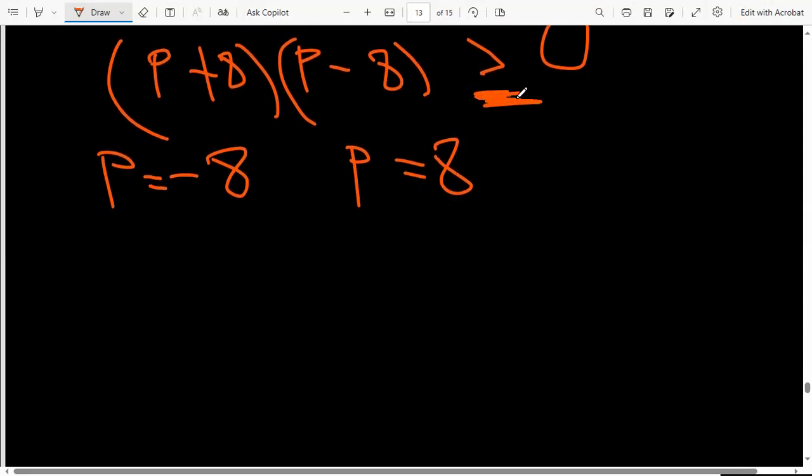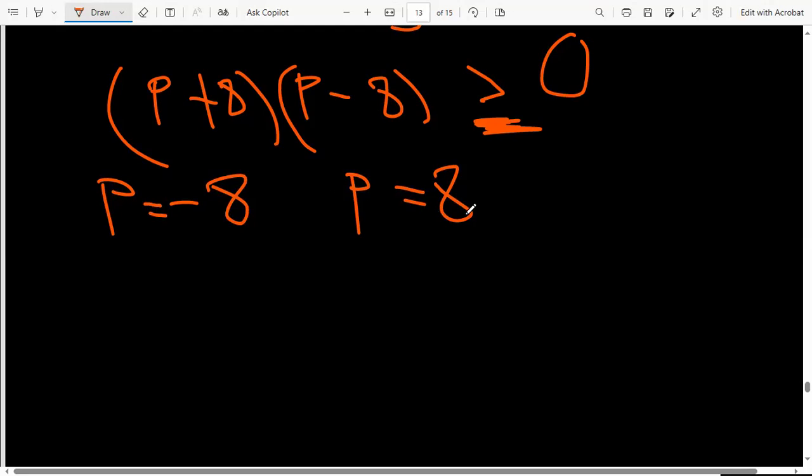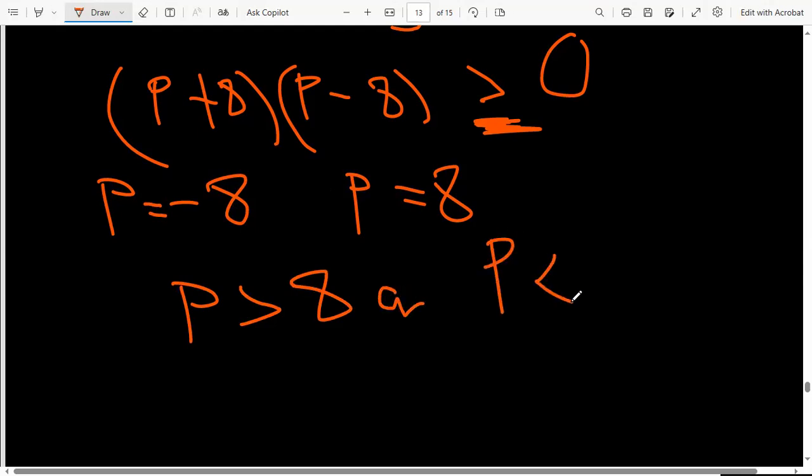Since it's an inequality sign there, we have to express our answers with inequality signs. So p is greater than the bigger number of these two, which is 8, or p is less than the smaller number here, which is minus 8. If you didn't watch the other video where I was teaching quadratic equations, make sure you watch it. So these are our answers: for that equation to have real roots, p should be greater than 8 or less than minus 8. And then the other condition was what?